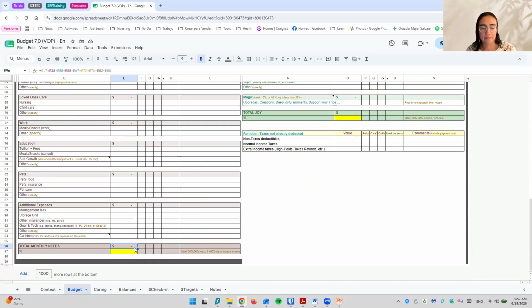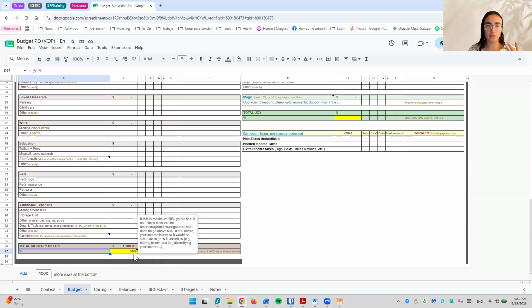So let's say that this person realized that in total they spend about 1,500 on all these needs, and then you calculate how much that is compared to your income. So let's say this person earns $3,000 as available income, as we saw last time. So this person is using 50% of the income on these needs, and that is within the suggested healthy finances.